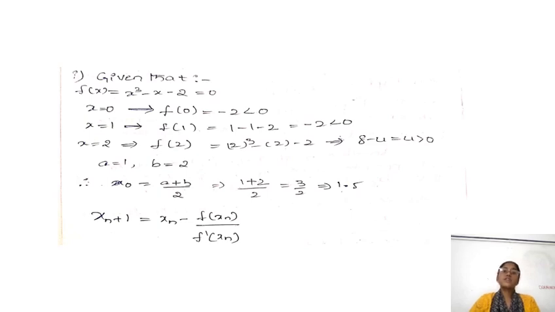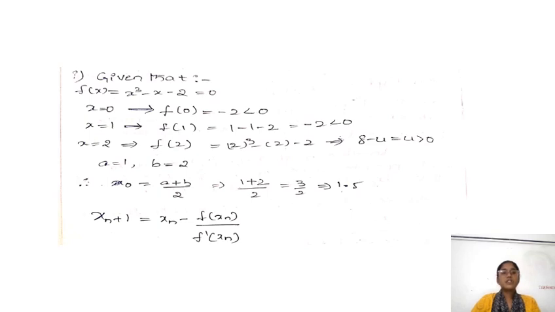x is equal to 0, that implies f of 0 is equal to minus 2, less than 0. x is equal to 1, that implies f of 1 is equal to 1 minus 2, which is equal to minus 2, less than 0. x is equal to 2, f of 2 is equal to 2 cube minus 2 minus 2, that implies 8 minus 4 is equal to 4, greater than 0. a is equal to 1, b is equal to 2.